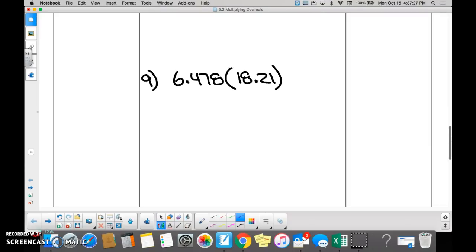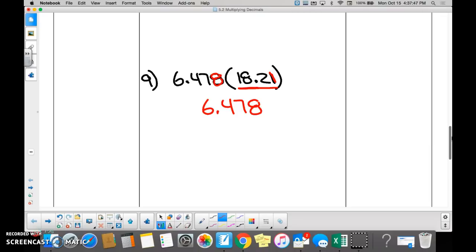We're going to rewrite this problem in vertical form so that we can solve. So 6 and 478 thousandths. Now, when multiplying decimals, you do not need to line up the decimal points. It's not necessary. So you're going to take this 18 and 21 hundredths, and you're just going to make sure that the 1 lines up with the 8 at the very end of the problem.